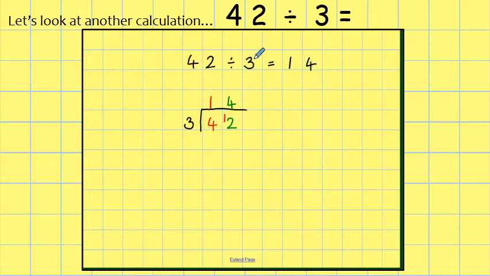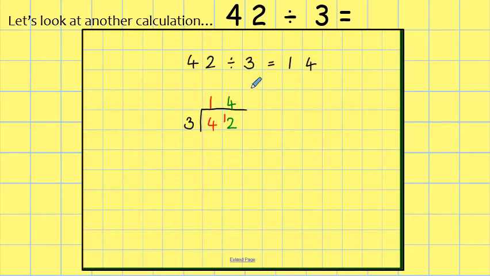Now, if you're not quite sure, or you don't believe me, let's go the other way. We can multiply this by 3 and it should get us back to this number. So 3 lots of 10 is 30, and 3 lots of 4 is 12. 30 plus 12 is 42.